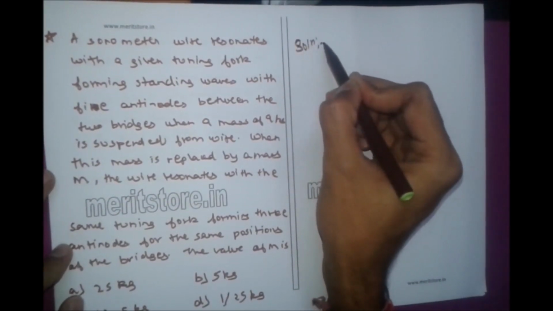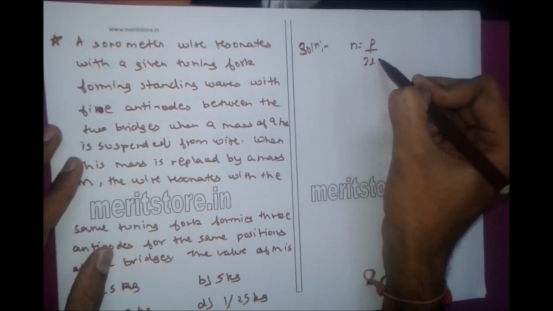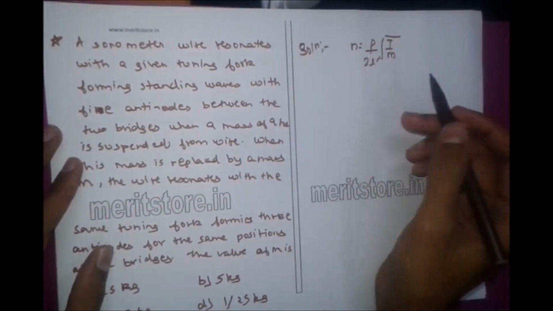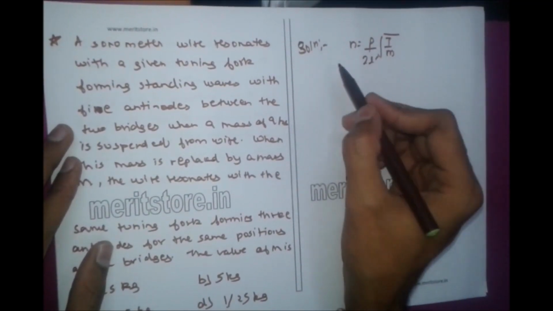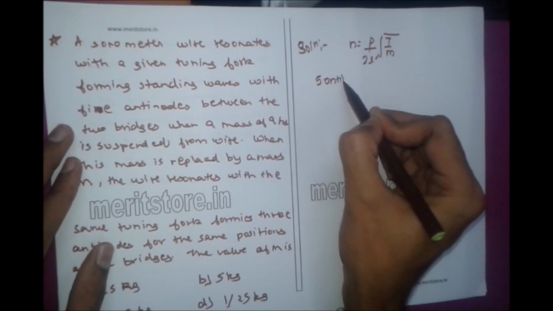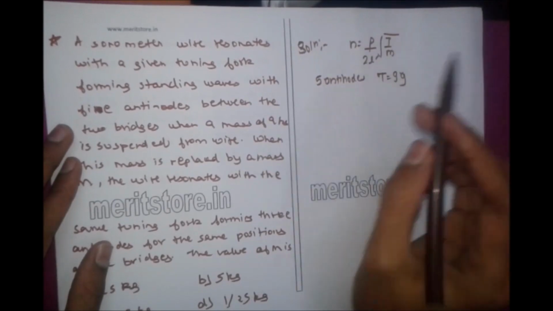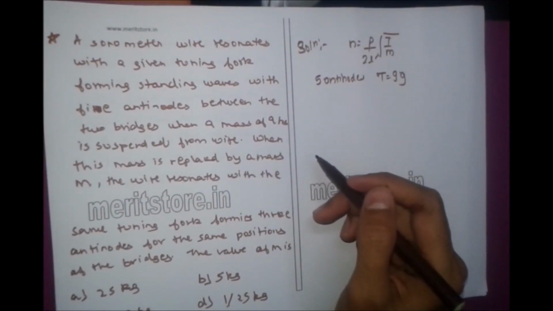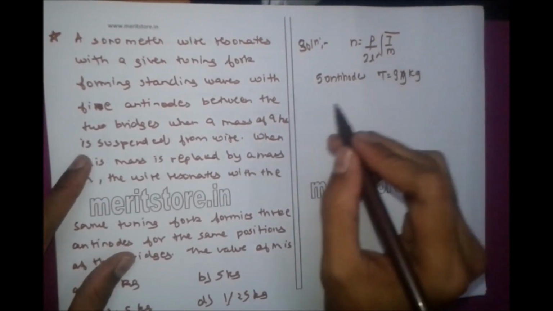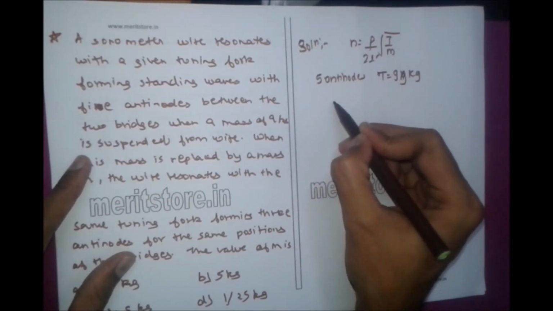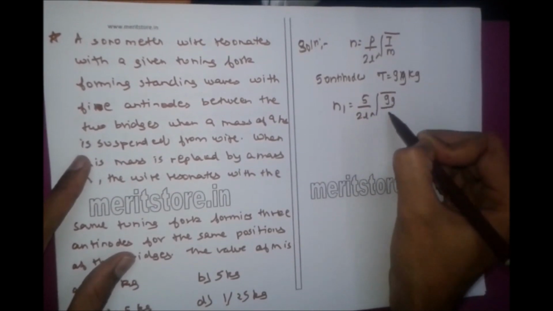Okay, so basically we have the equation for the frequency n, which is equal to p upon 2l under root T upon m. So we have a tuning fork with 5 antinodes, with the mass of 9 kgs. So the tension will be 9g and p will be 5, that is the number of antinodes. So your n1 becomes 5 upon 2l under root 9g upon m.